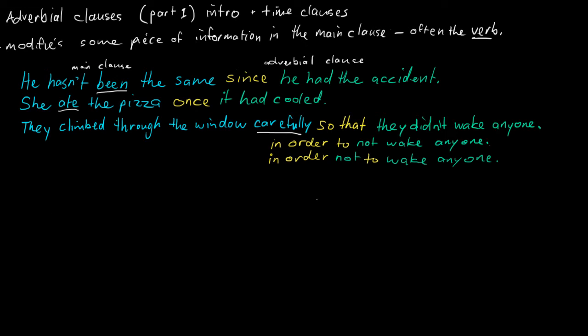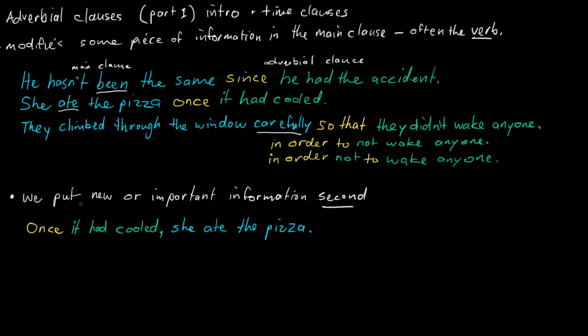Right, let's go to the arrangement of clauses. So if we take this sentence, we put the new or important information second. Now, if you look above, it says "she ate the pizza once it had cooled." What we're saying is that the point at which she ate it is what's new or perhaps interesting in this sentence, whereas in this sentence we're saying that eating the pizza was the new or important information. So, once it had cooled, she ate the pizza. So this is what we're primarily interested in. So the idea would be that you put the most important or the newest piece of information second.